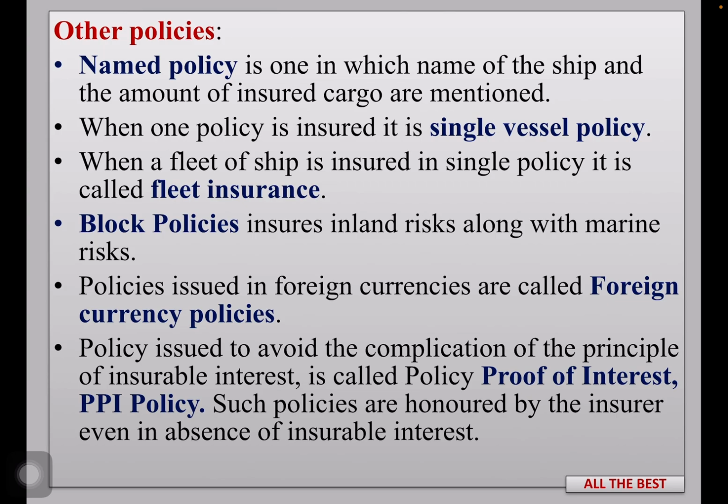Policies issued in foreign currencies are called foreign currency policies. A policy issued to avoid the complication of the principle of insurable interest is called a policy proof of interest, or PPI policy. Such policies are honored by the insurer even in the absence of insurable interest.